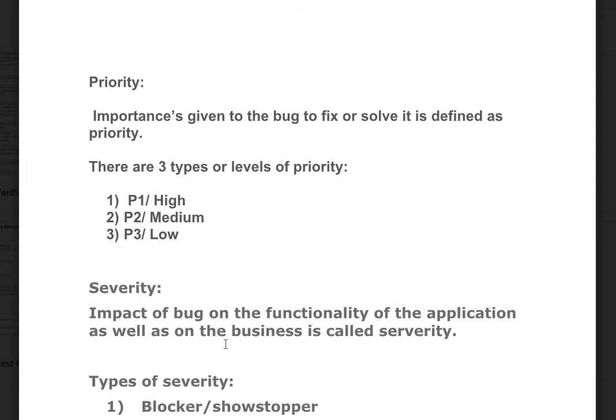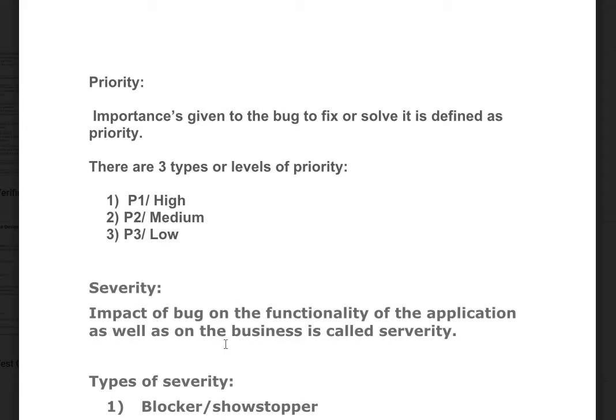So what are the highlights of this session? We will understand what is priority, what is severity, and what are the different types or levels of priority and severity. Then we will follow up with some examples of the permutations and combinations of these priorities and severities, which are usually asked in interviews. Okay, so this is what we are going to understand in today's session.